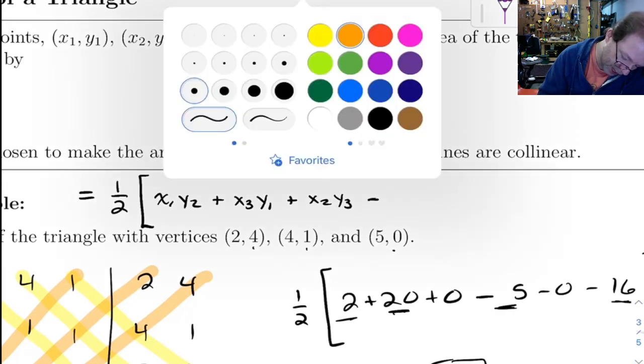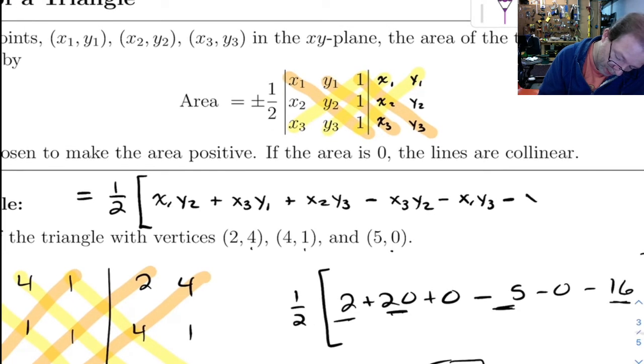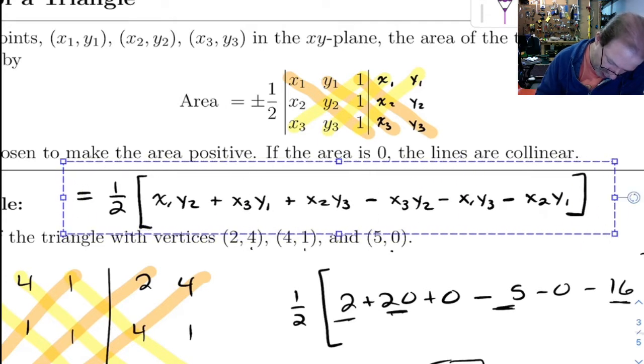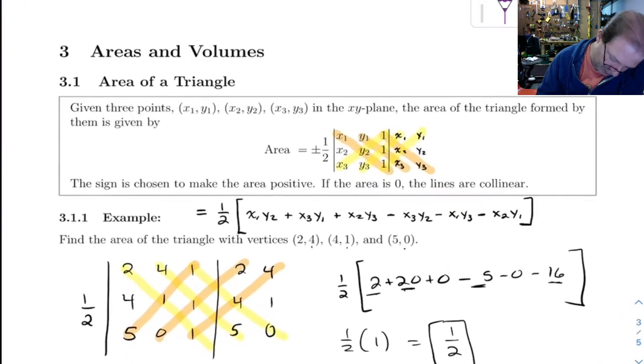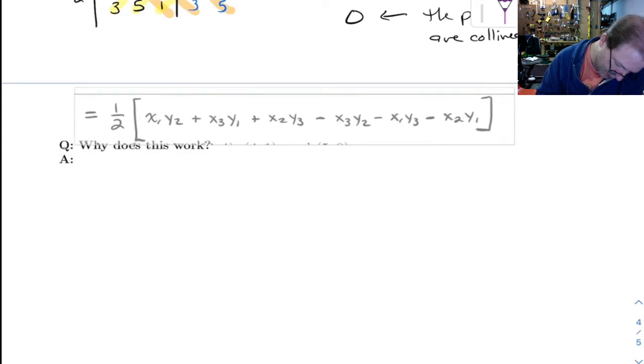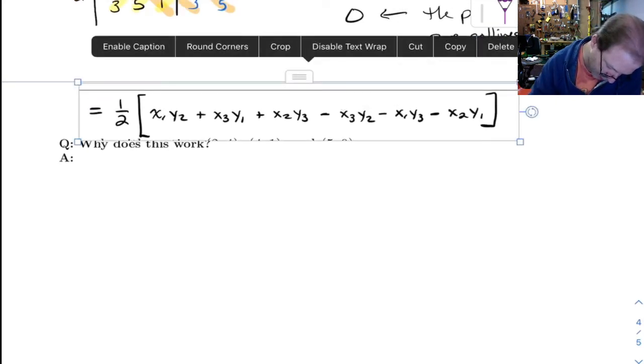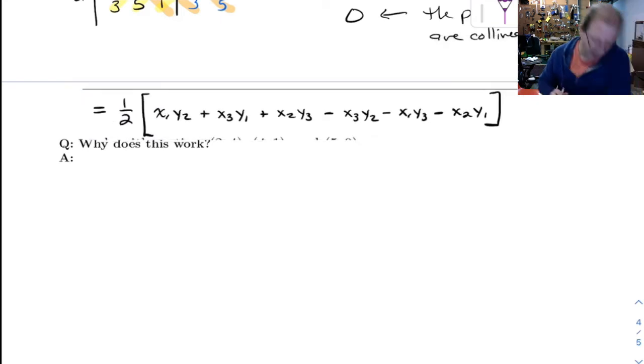And then we'll subtract the reverse diagonals. So we'll subtract off this, this, and this. That's going to be x3, y2 minus x1, y3, then minus x2, y1. All right, so that's what we get for the area. Now I want to come down here and paste that in, because that's what we're looking for, the area. I need to move that so it's not covering the work. There we go. So why does this work?